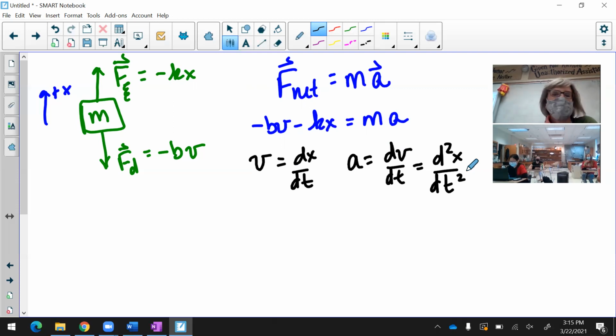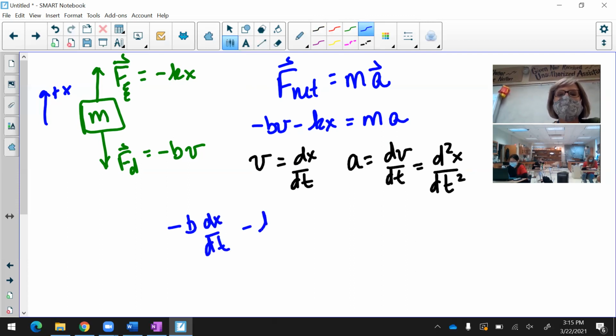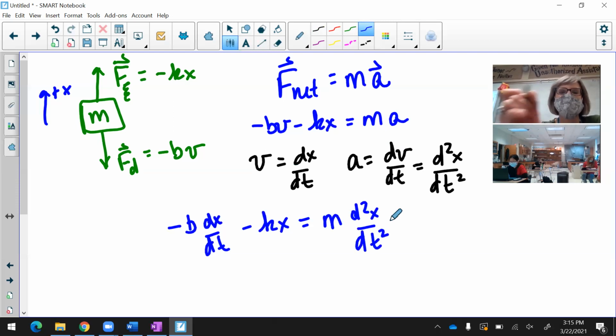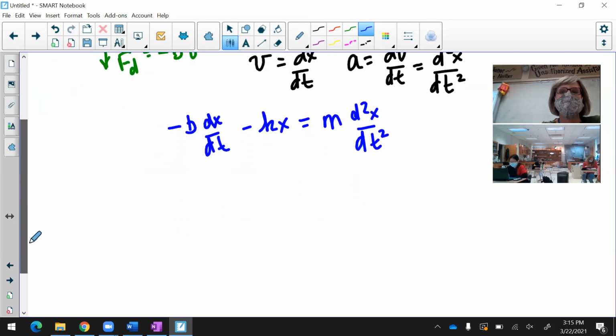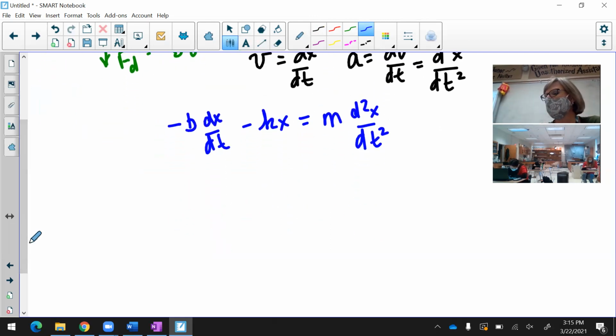Because it's going to depend. There's like 4 different combinations the way it can work out, and this allows you to cover all of them. Okay. All right. So we can rewrite here, and I've got negative B dx/dt minus kx is going to be m d2x/dt squared.